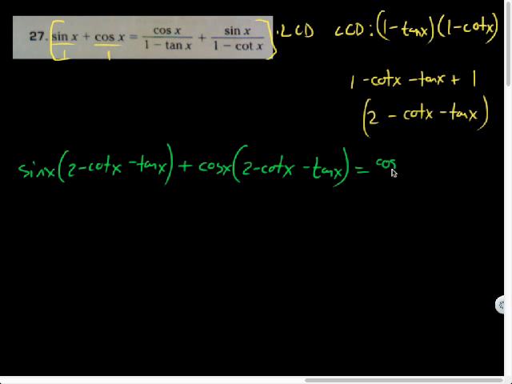Let's see. Cos x times 1 minus cot x, and then plus sin x. Here the 1 minus cot x cancels out, and I'd have sin x times 1 minus tan x. You get the idea. Dot, dot, dot. Tell you what, I'll just write it down here.